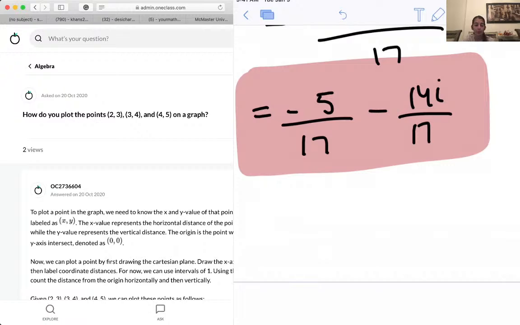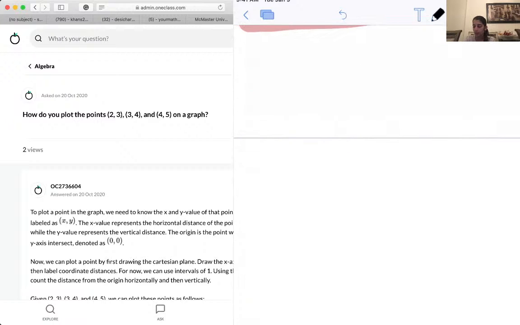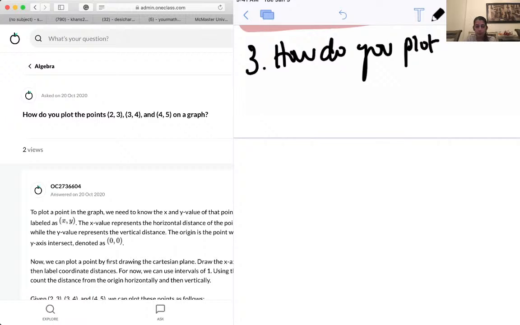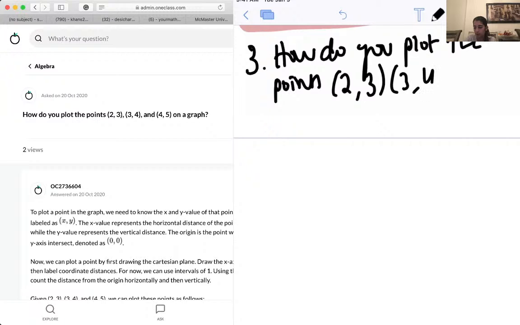How do you plot the points (2, 3), (3, 4), and (4, 5) on a graph?